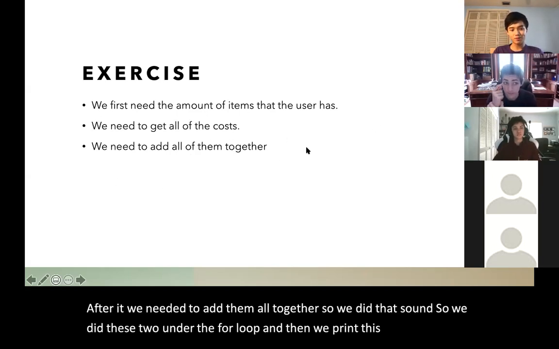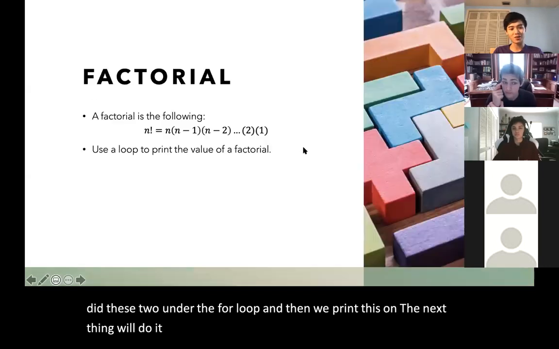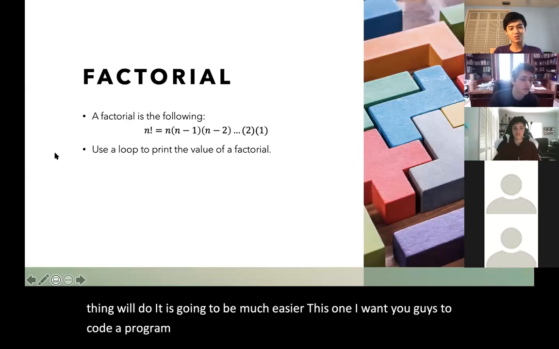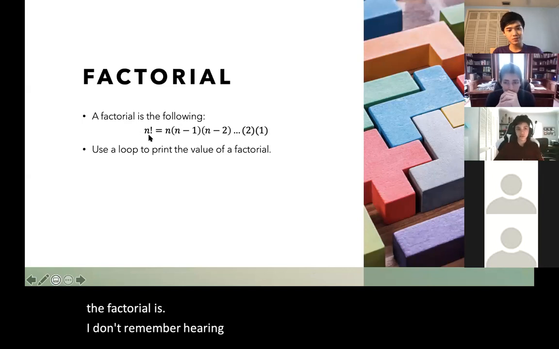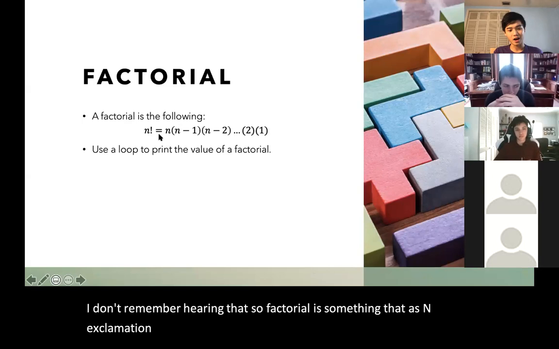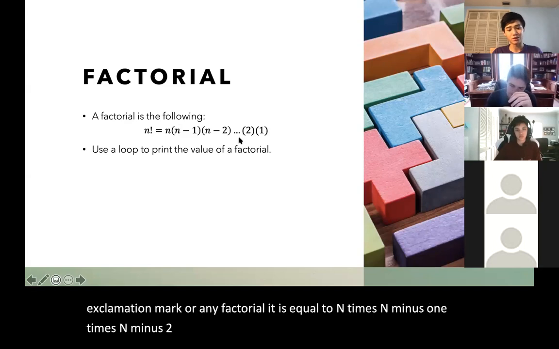The next thing I'll do is going to be much easier than this one. I want you guys to code a program to take the factorial of any number. So a factorial, do you all know what a factorial is? I don't remember hearing that before. So factorial is denoted as n exclamation mark, or n factorial. It is equal to n times n minus 1 times n minus 2 times all the way to 2 times 1.